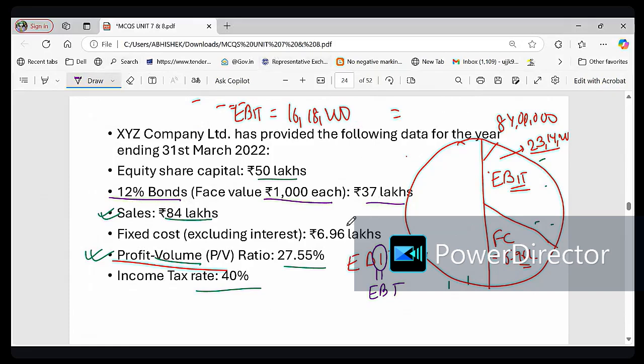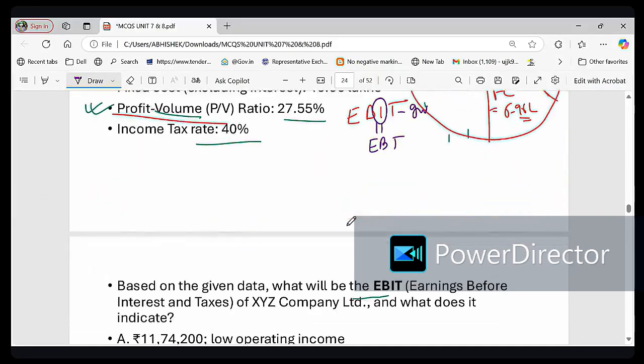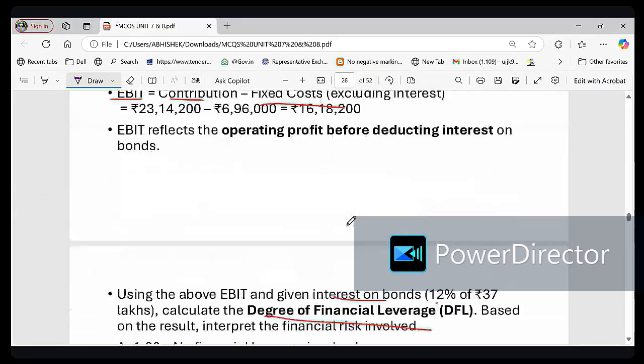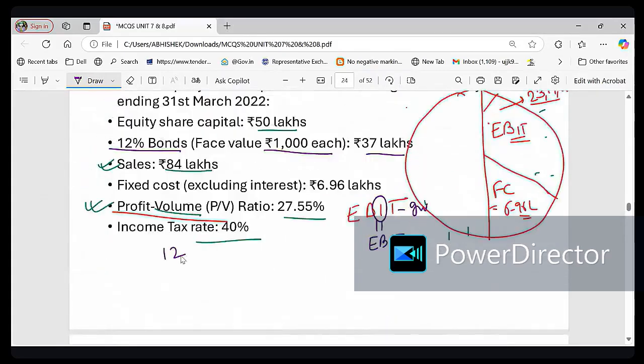It is very simple. You calculate 12% of this 37 lakh. So if you calculate 12% of 37 lakh, what will be the answer? Please calculate the interest: 12 by 100 multiplied by 37 lakh. How much are you getting? Please let me know. Just waiting for your response. So it will be 4 lakh 44,000. Right, that is our interest.